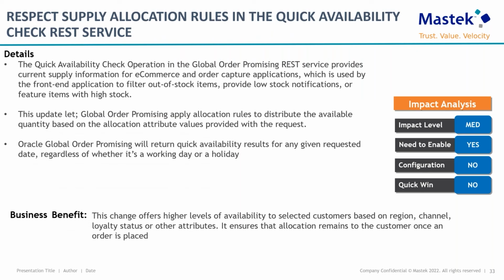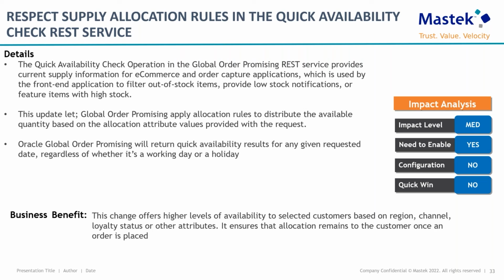The quick availability check operations in the global order promising REST service provides current supply information for e-commerce and order capture applications. Instead of calculating an availability date for a requested quantity, it provides a quantity that's available to order today or by some future date.